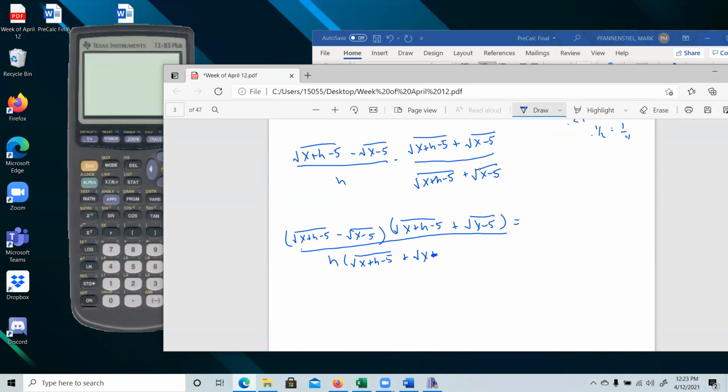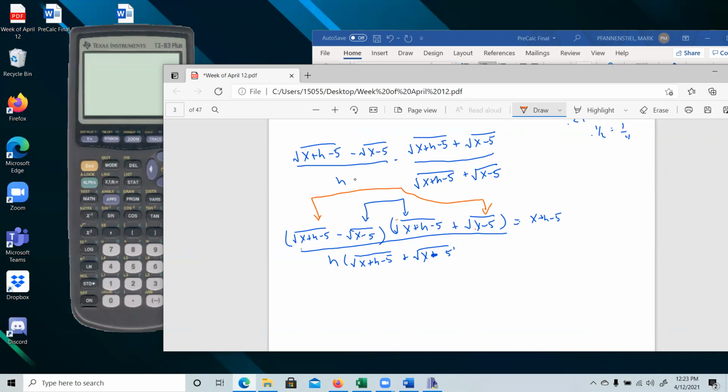That's a minus. Sorry about that. It's a minus 5. Multiplying the square root by the same square root, we just end up with the value here. This is x plus h minus 5. Notice what's happening with my cross terms here. We have a plus square root of x minus 5 times square root of x plus h minus 5, and we have a minus square root of x minus 5 times square root of x plus h minus 5.